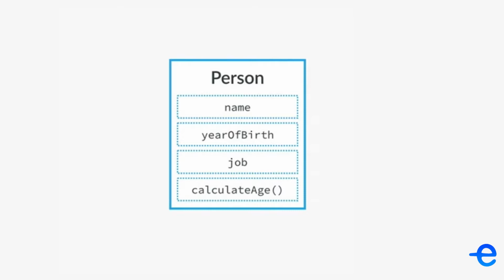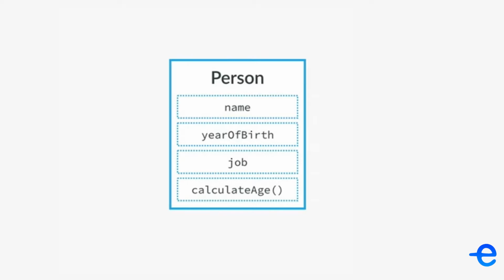Let's say we have this person object and it has some properties and method. Now say we needed to create two more person objects. For that we can simply write more code and create new person objects. But say we had to create 1,000 new person objects. Writing all that code will be very difficult and it will result in a lot of code repetition.